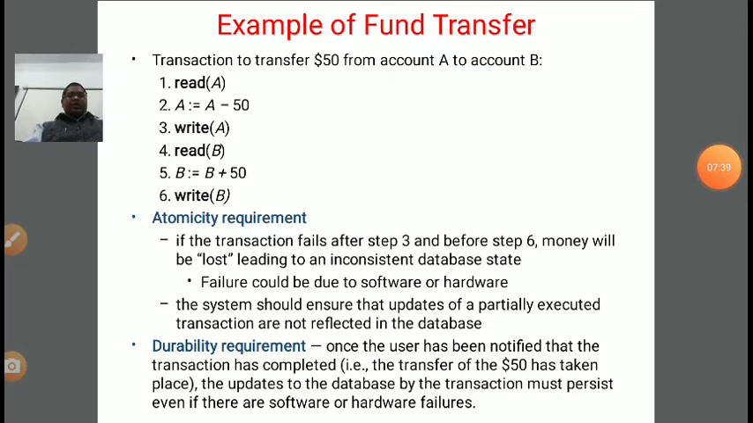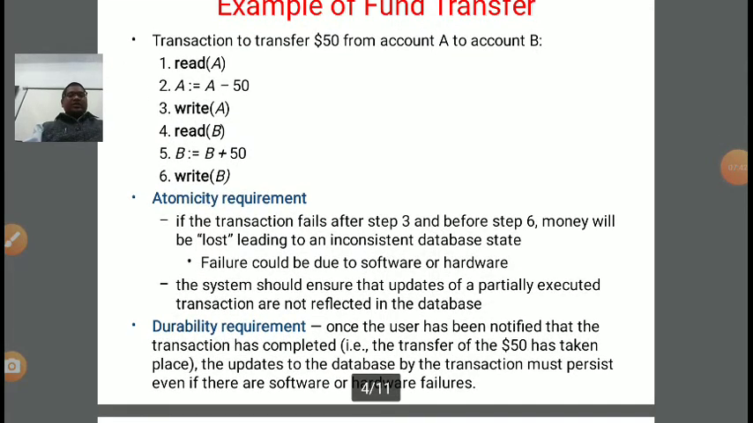So failure could be due to software or hardware. Now the system should ensure that updates of a partially executed transaction are not reflected in the database. If the database is in a partial state, then it should go back to the previous state before the transaction. This is called atomicity. Atomicity means either zero or full: either the transaction should not happen, or if it happens then it should not be in between; both debit and credit should happen fully, right?